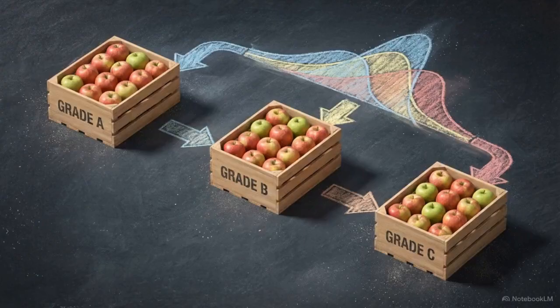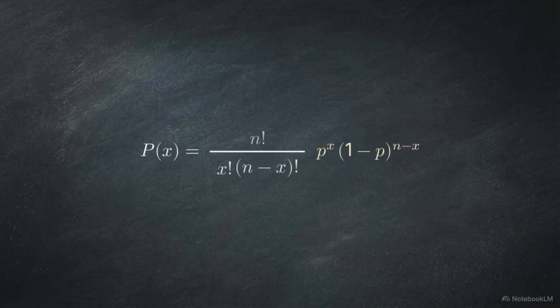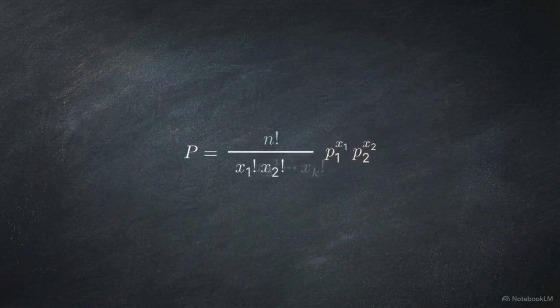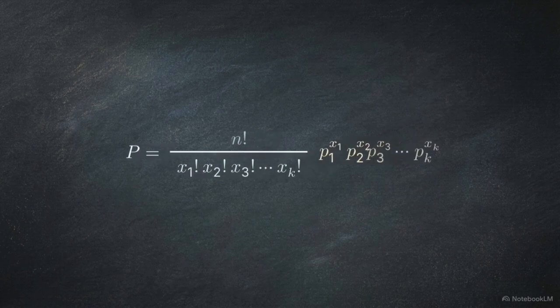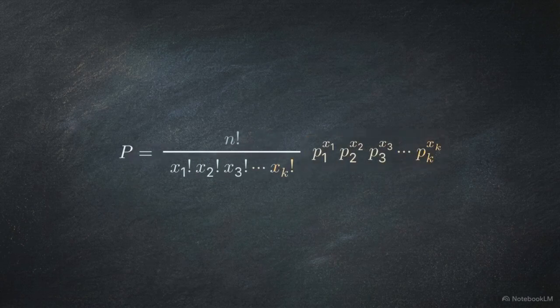assigning agricultural products to quality grades like A, B, or C, or conducting multi-allergen tests. Notice how the multinomial formula expands. The factorial notation in the denominator, along with the subsequent probability multipliers, stretches out to accommodate as many distinct categories of observation as your experiment generates.